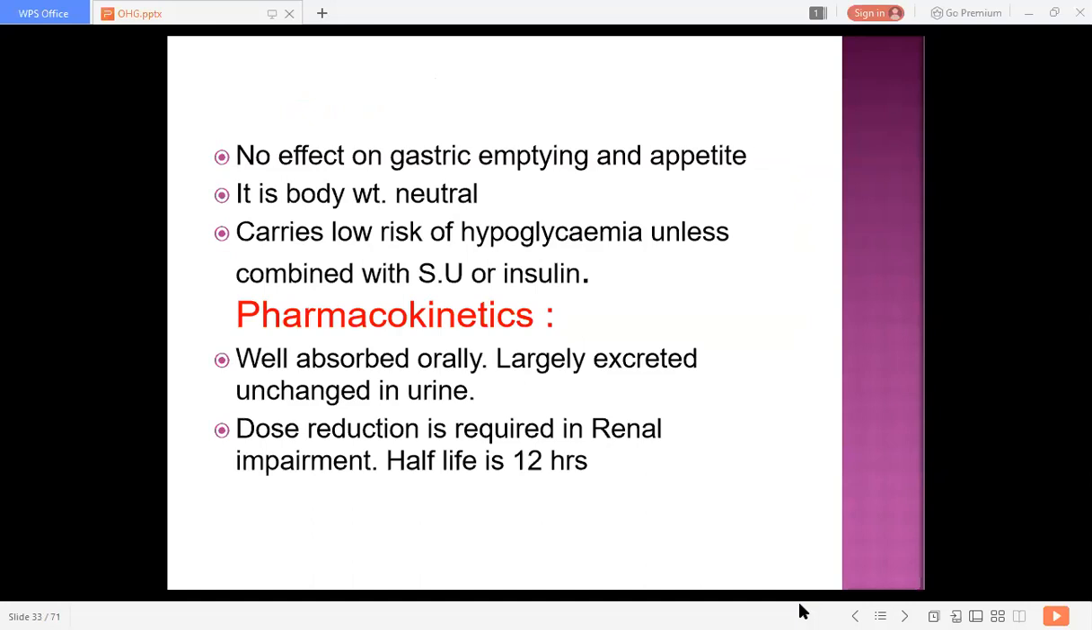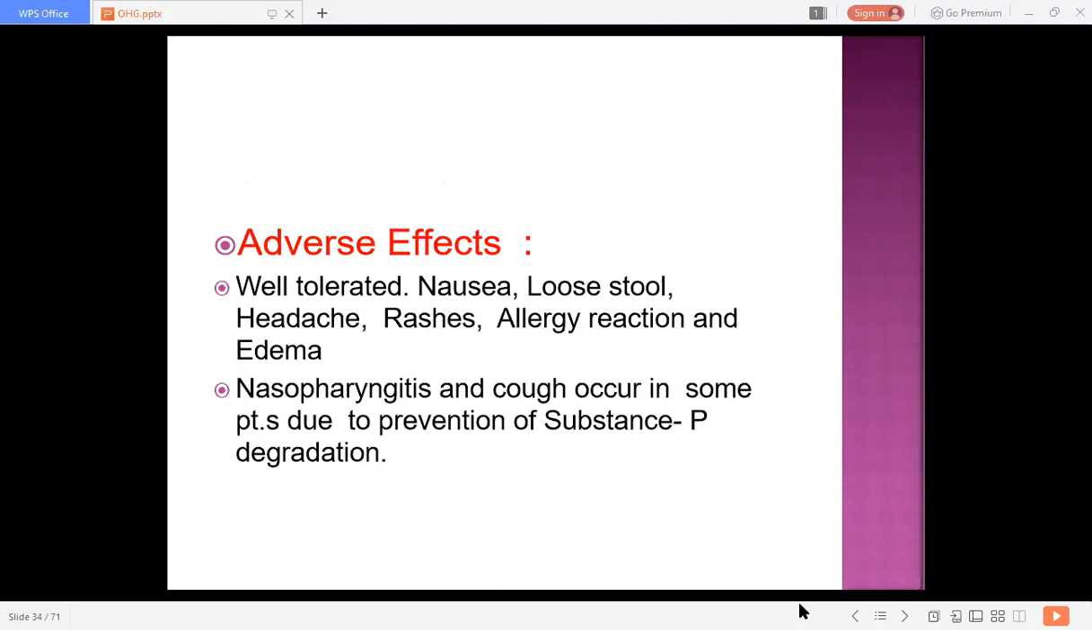It is well absorbed orally, and largely excreted unchanged in the urine. Dose reduction is required in renal impairment. Half-life is 12 hours. Adverse effects: it is well tolerated. Nausea, loose stool, headache, rashes, allergic reactions, and edema. Nasopharyngitis and cough occur in some patients due to prevention of substance P degradation.